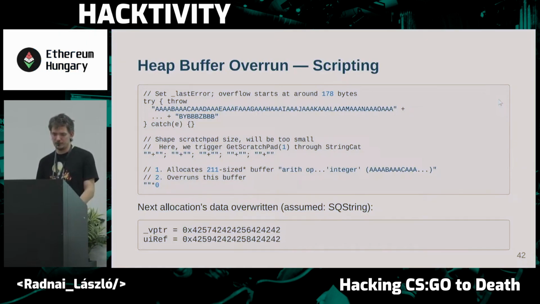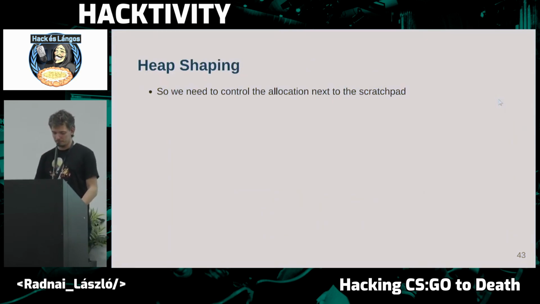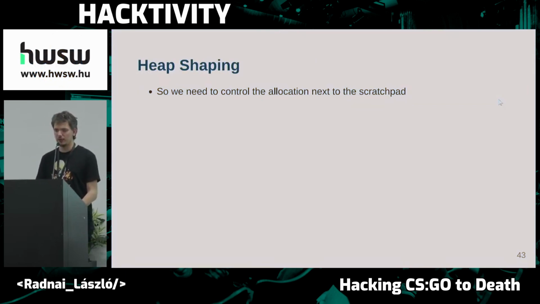So if we can make an SQ string be located after this object, then that object will be overwritten. We will use something called vtable pointer override, which defines the implementations of the virtual methods. So this is like a C++ quirk. However, how do we shape the heap so that the scratchpad and this SQ string are allocated next to each other?